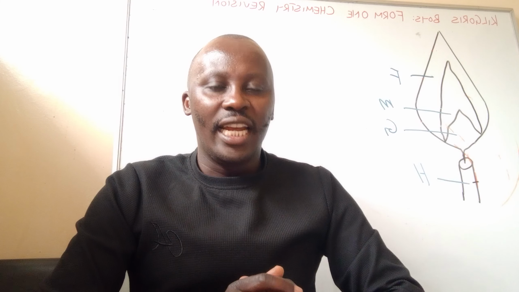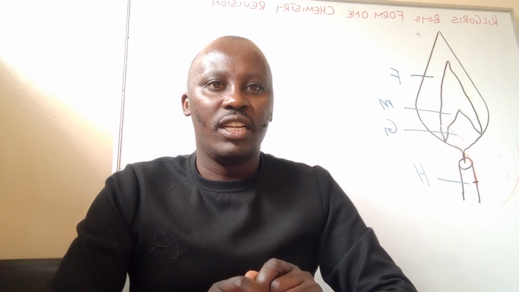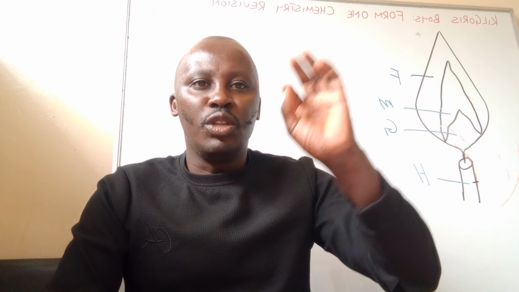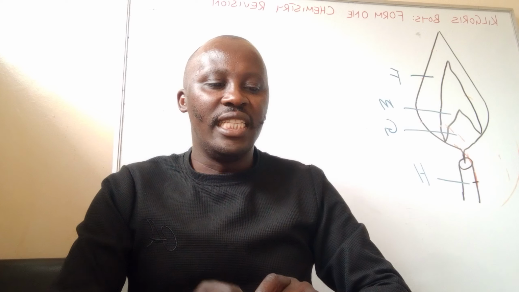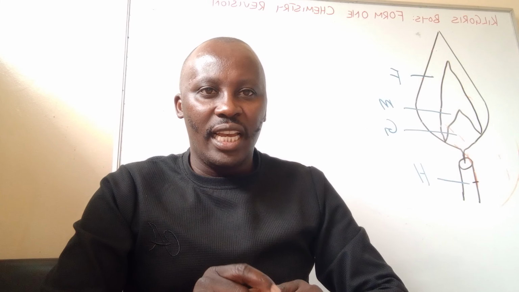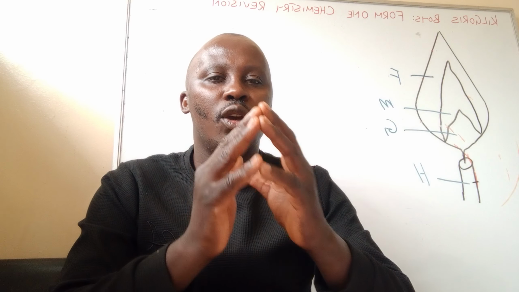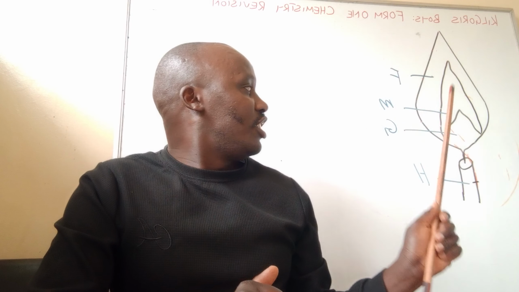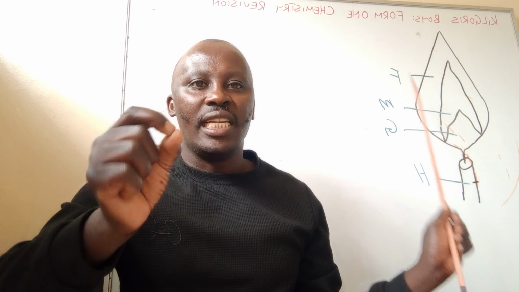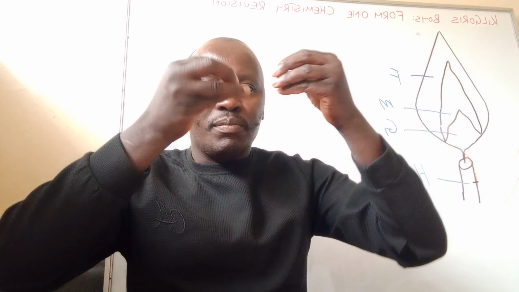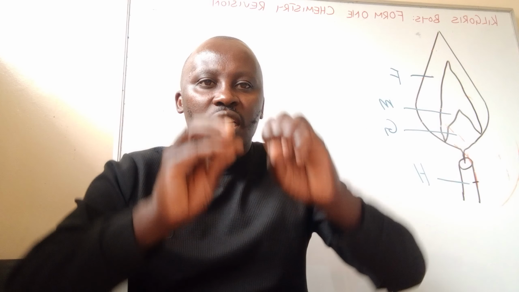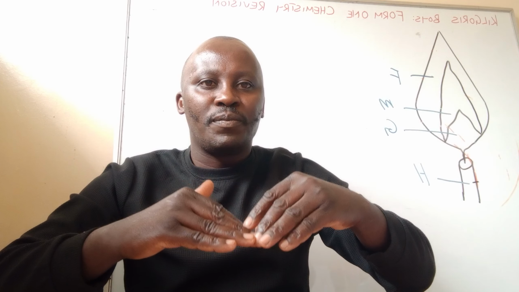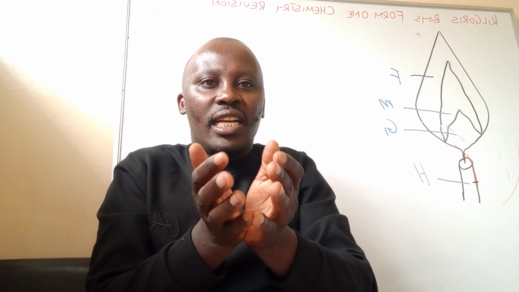Question number two: describe an experiment that could confirm that the region labeled G is unsuitable for heating. You are describing an experiment to show that this region is not used for heating purposes, or rather that it does not contain the hot carbon particles.